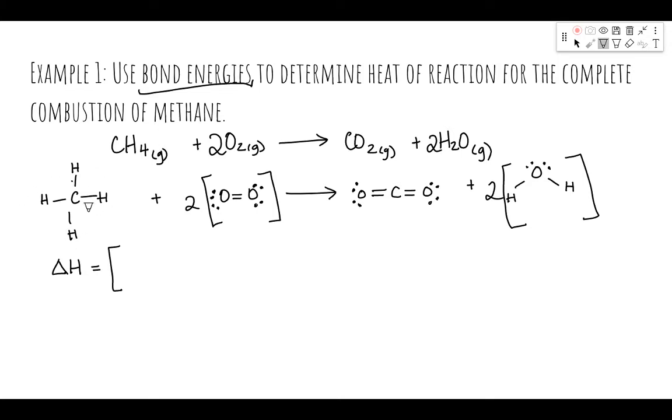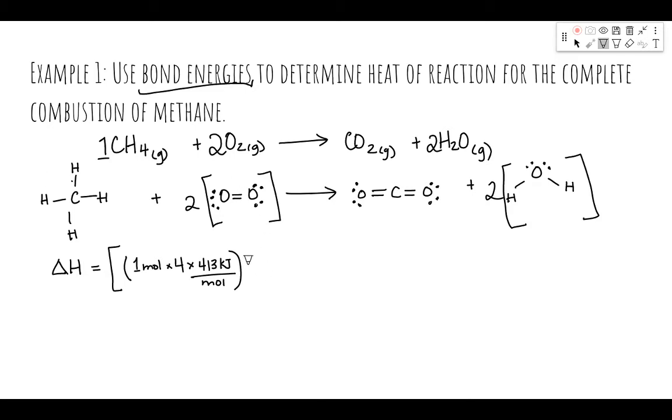Lucky for us, there's only one type of bond in CH4. So I'm going to start with the coefficient. The coefficient here is 1. So 1 mole times, there are 4 different CH bonds there, times the bond energy of CH, right? That's the bond that we're looking at right now, 413 kilojoules per mole. Okay, so I've done CH4.